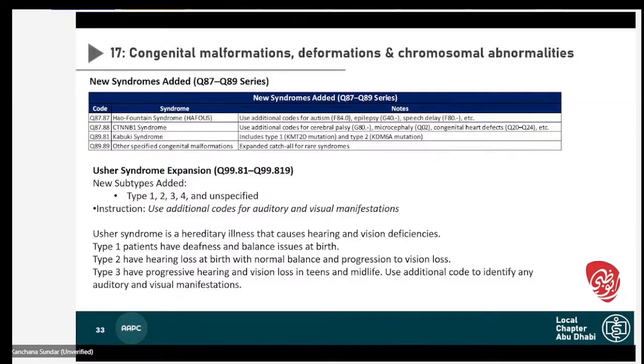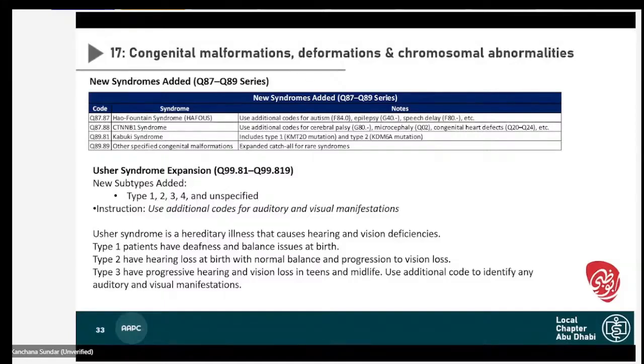And also I want you to take note of the use additional codes which come along with the syndromes. You see that autism, cerebral palsies, and congenital heart defects are included along with these syndromes. And Usher syndrome is not new for us, but what is new is the expansion. There is a subtype now added to Usher syndrome. In Usher syndrome, type 1, type 2, type 3 is being added, and in type 1, type 2, type 3, 4 and unspecified.